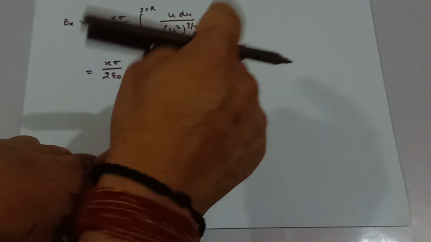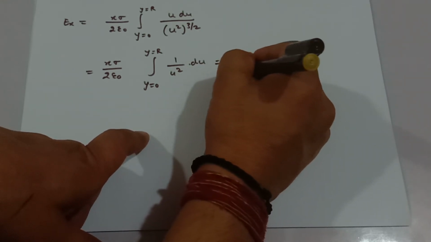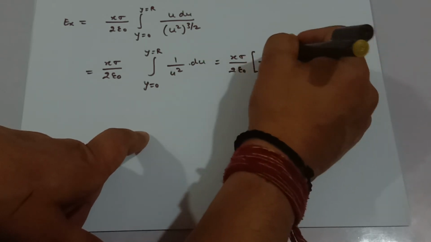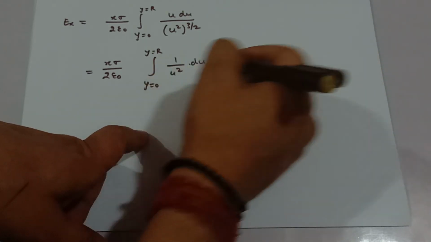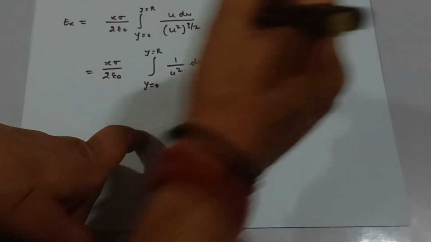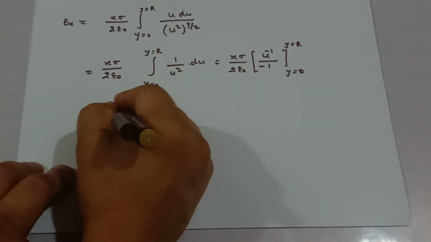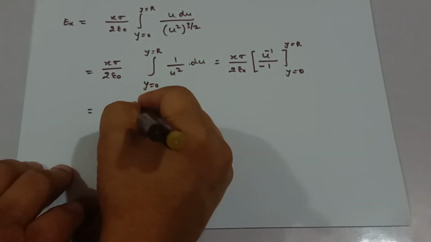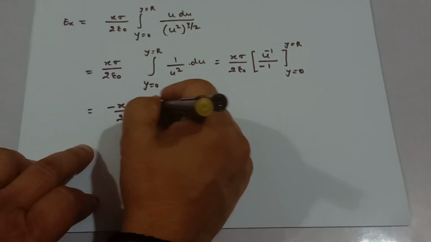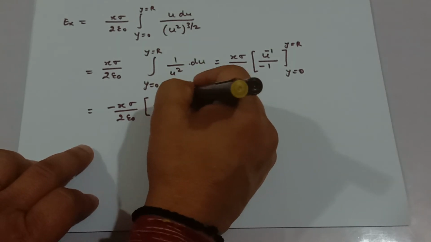So you just need to integrate that particular thing, so that would become x into sigma upon 2 epsilon naught, and that would be minus 1, and u's power minus 1. That would be the integration of that particular thing, and that is y from 0 to capital R. So you can take the minus sign common, so that becomes minus x sigma upon 2 epsilon naught, and that would become 1 upon u, with y equal to 0 to y equal to R.